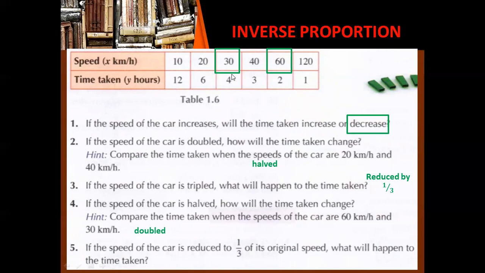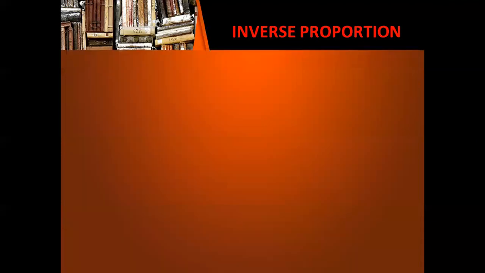And for the last one, if the speed of the car is reduced to 1/3 of its original speed, what will happen to the time taken? Let's look at these values for the speed: 120 kilometers per hour and 40 kilometers per hour. The speed was reduced to 1/3 of its original value, but looking at the time taken, it was actually tripled. Now, let's use this information in looking at further examples.